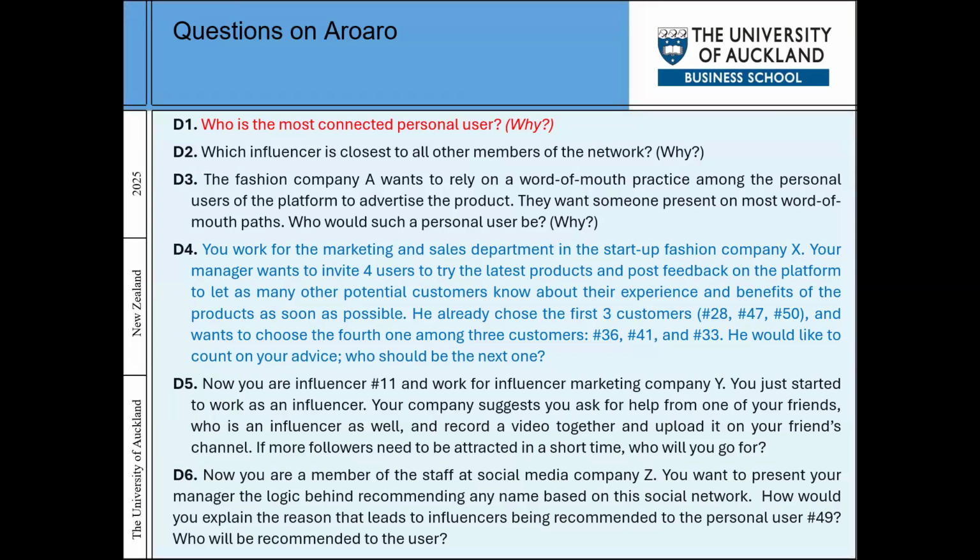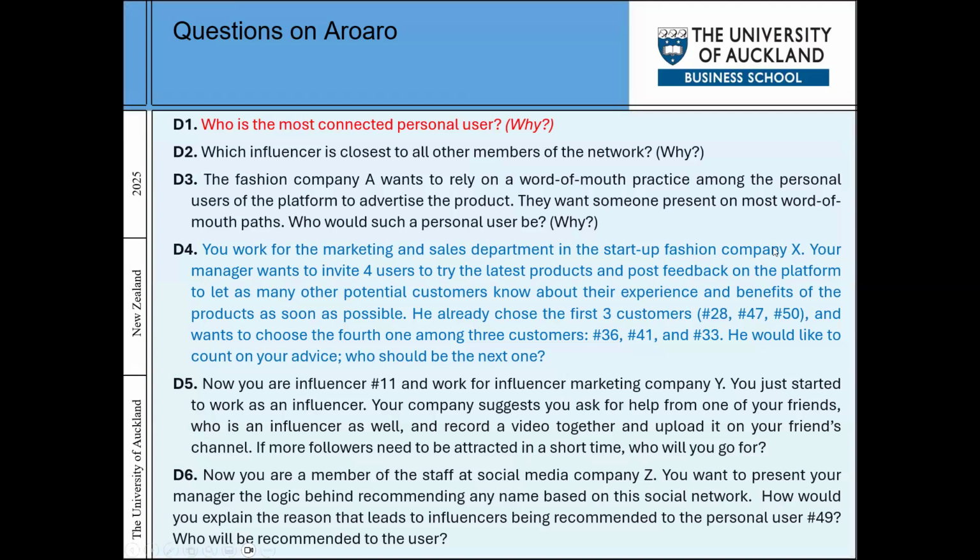Now, this question, since it talks about the most connected personal user, obviously they have to look for degree centrality, because degree centrality talks about the number of connections the node has, and the node with the highest degree is possibly the answer to this question.